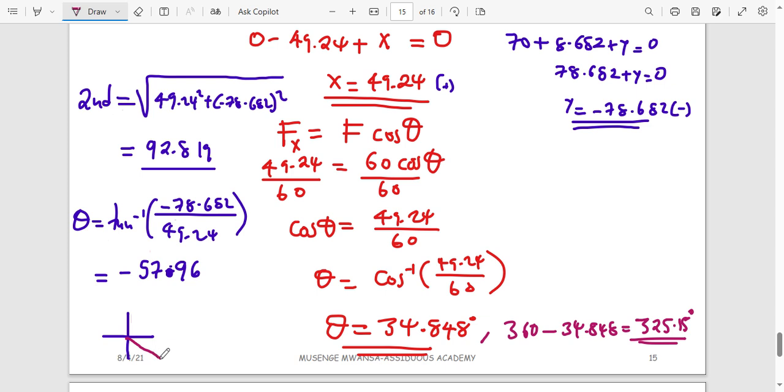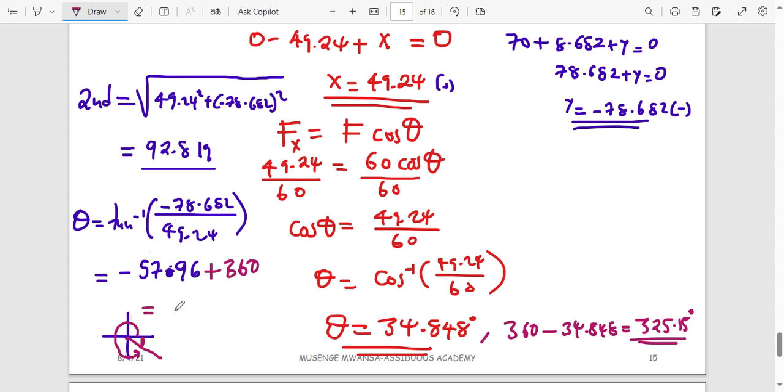The fourth quadrant. Good. The angle that we have found here is actually this one. The angle that we want is this one. So how can we find this angle? Anyone? Simply add 360, isn't it? Or 360 minus that angle.